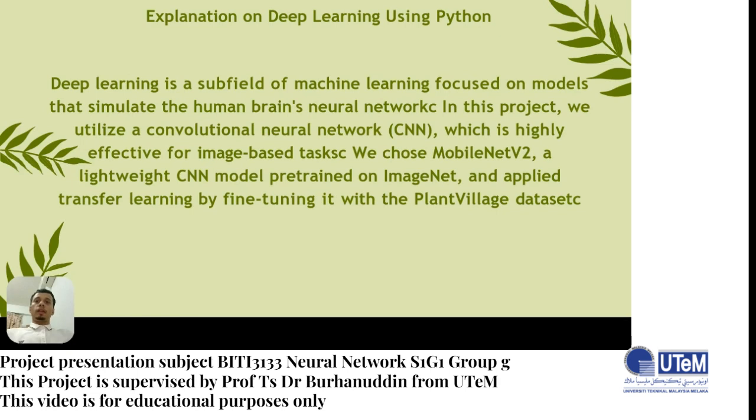Deep learning is a type of machine learning that mimics how the brain works. In our project, we used a CNN model called MobileNet V2, which is good for image task. It was pre-trained on ImageNet, and we tuned it using the Plant Village dataset to detect plant disease.